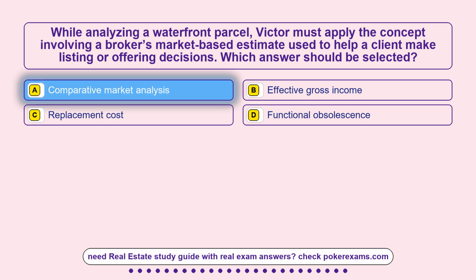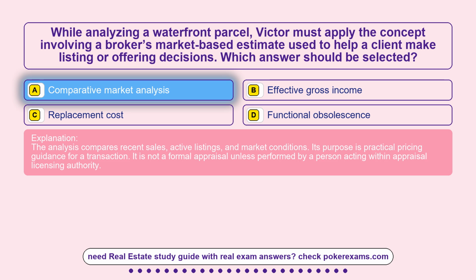The correct answer is option A, comparative market analysis. The analysis compares recent sales, active listings, and market conditions. Its purpose is practical pricing guidance for a transaction. It is not a formal appraisal unless performed by a person acting within appraisal licensing authority.